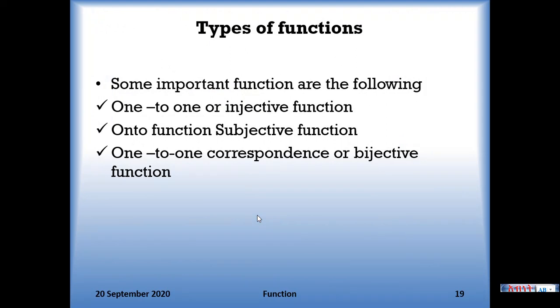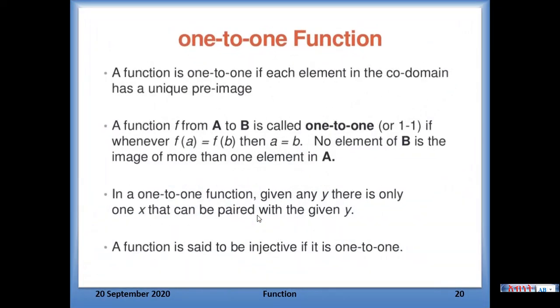And the next topic is types of functions. There are three types of functions: one-to-one or injective functions, onto or surjective functions, and one-to-one correspondence or bijective functions. These are the three main types of functions. First, let us define what it means to be a one-to-one function. A function is one-to-one if each element in the codomain has a unique pre-image. Or a function f from A to B is called one-to-one if whenever f of a is equal to f of b, then a is equal to b. No element of B is the image of more than one element in A. In a one-to-one function, given any y, there is always only one x that can be paired with the given y. A function is said to be injective if it is one-to-one.